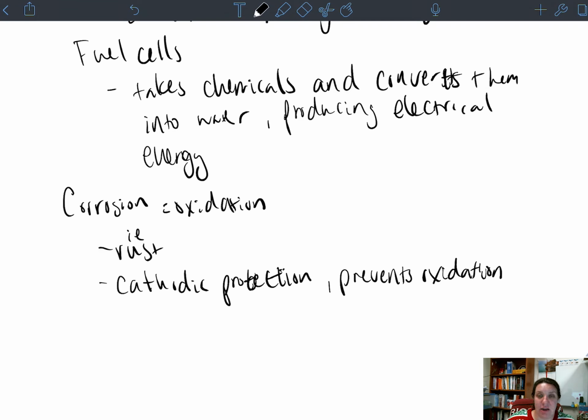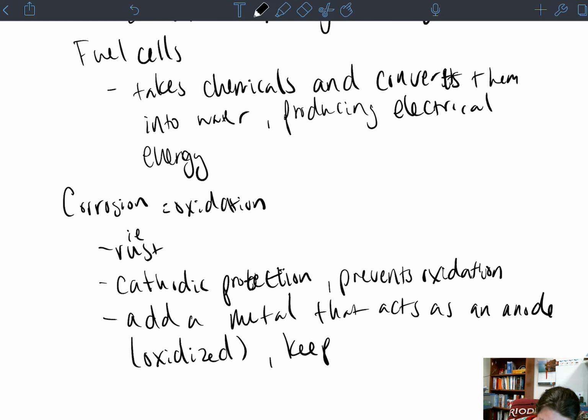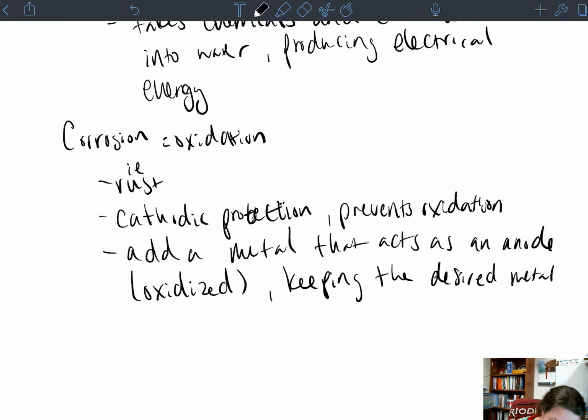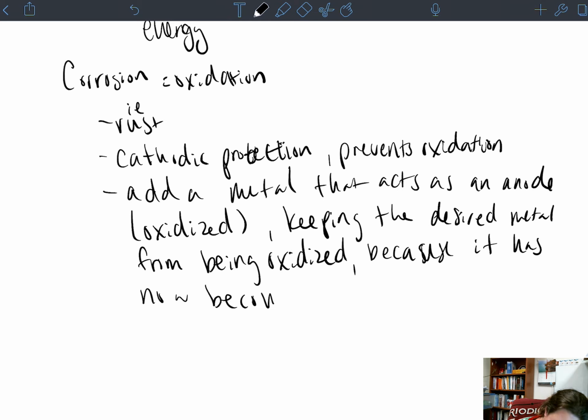So you're going to add in a metal that acts as an anode, so it will be oxidized, keeping the desired metal from being oxidized because it has now become a cathode. So the only thing that can occur to it is reduction, and you can't reduce a metal.